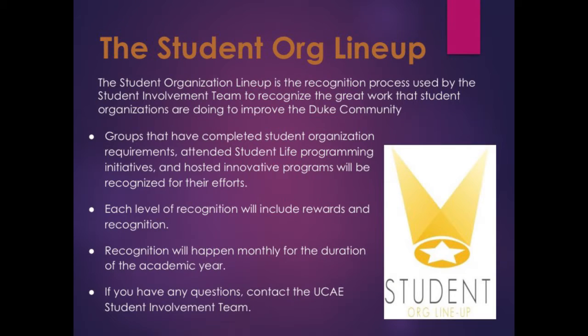The student organization lineup is the recognition process used by the student involvement team to recognize great work that student organizations are doing to improve the Duke community. Groups that have completed student organization requirements, attended student involvement programming initiatives, and hosted innovative programs will be recognized for their efforts. Each level of recognition will include rewards. Recognition will happen monthly for the duration of the academic year. If you have any questions, contact UCAE Student Involvement.